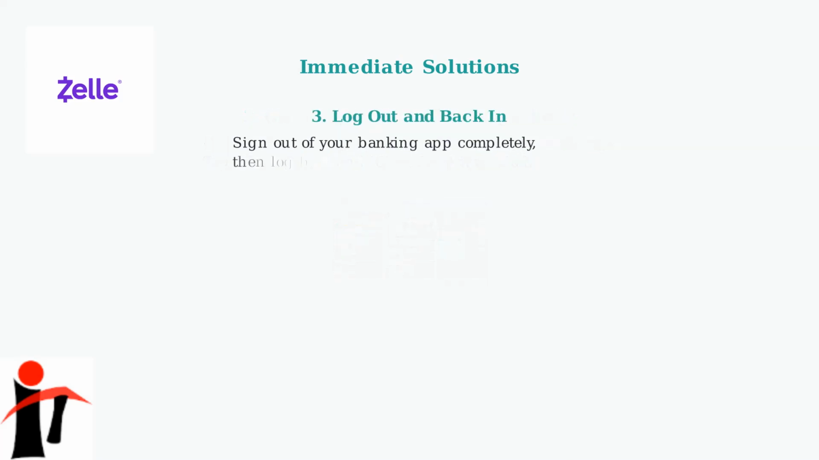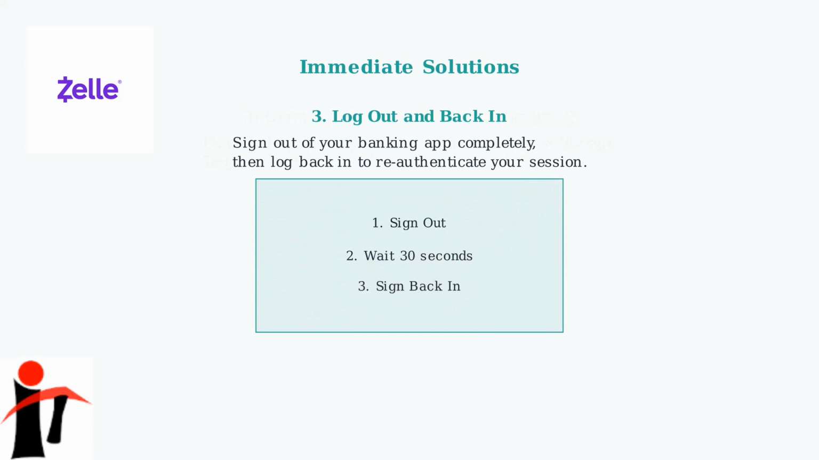This removes temporary files that might be causing conflicts. Re-authenticating your session by logging out and back in can resolve authentication conflicts. Sign out completely, wait about 30 seconds, then log back in. This creates a fresh authentication token with proper permissions.